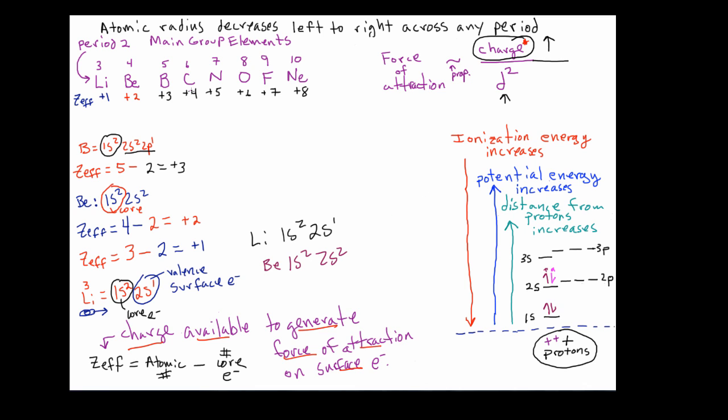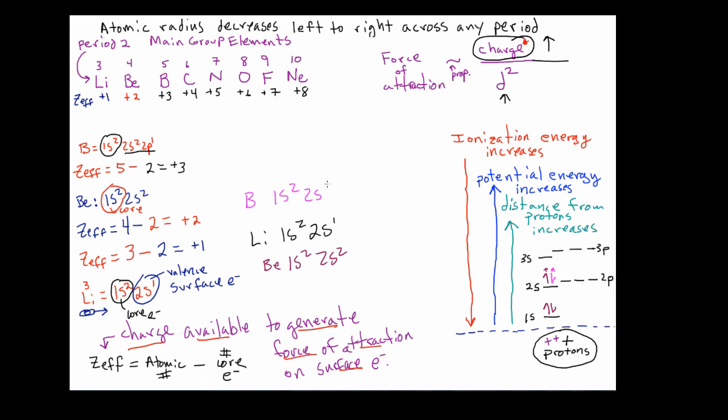So as we go left to right, the numerator is increasing, because our nuclear charge is significantly going up. But the distance at which that electron is being added has stayed the same. So that means that the force of attraction between the surface electrons and the nucleus is going to increase going from lithium to beryllium in a disproportional way, because the top of the fraction is going up and the bottom of the fraction is staying the same.